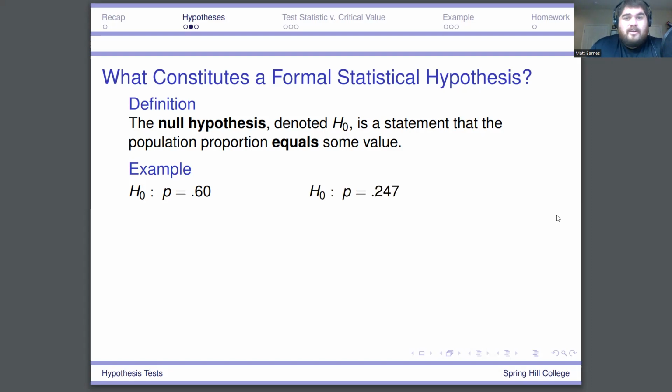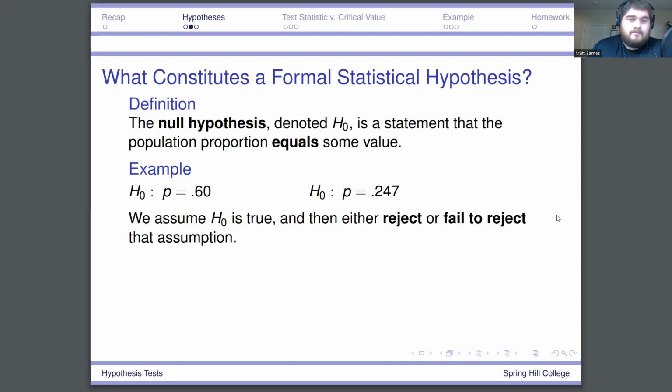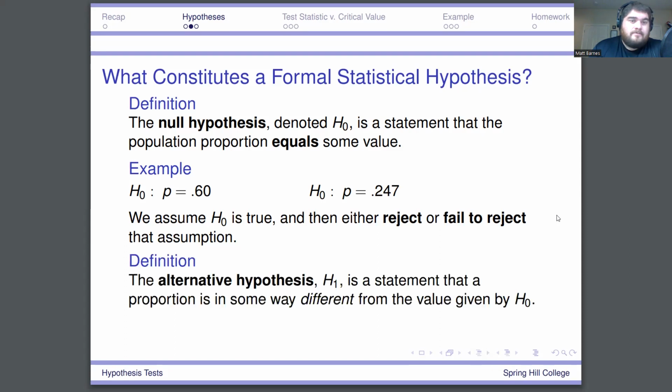Right? The other one we did, H naught colon P equals 0.247. So what we're going to do is assume at the start of the test that that is true. That is going to be the information we're given, something from a previous study, something we're being told, or our current understanding of what's going on. And then at the end of the test, we're either going to reject that claim, saying we think it's wrong, or we're going to fail to reject it and say we don't have enough evidence to think that it's wrong.